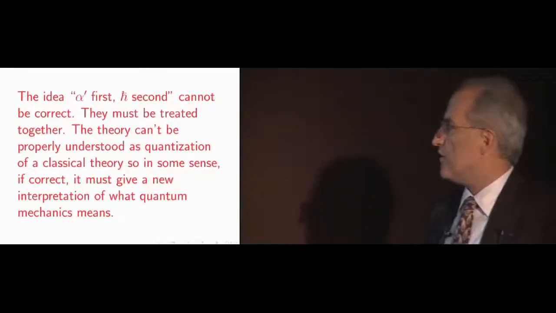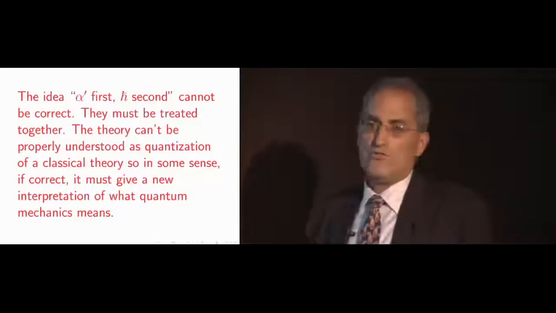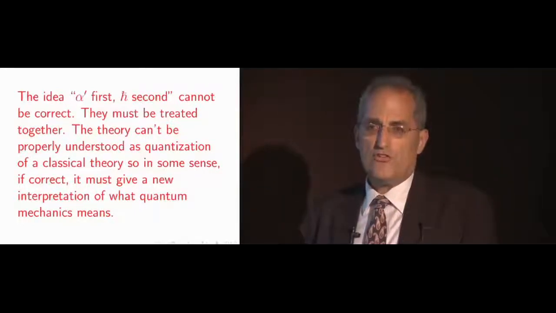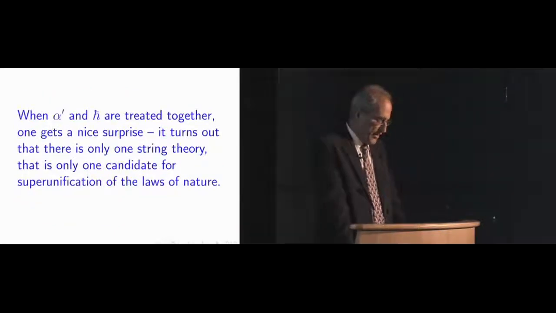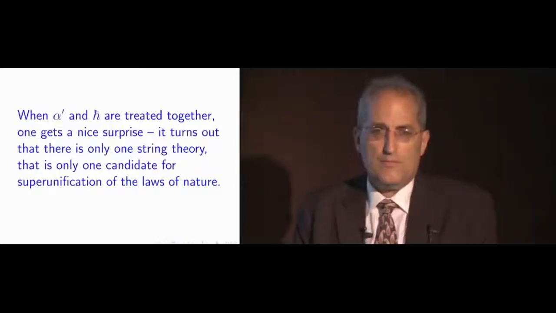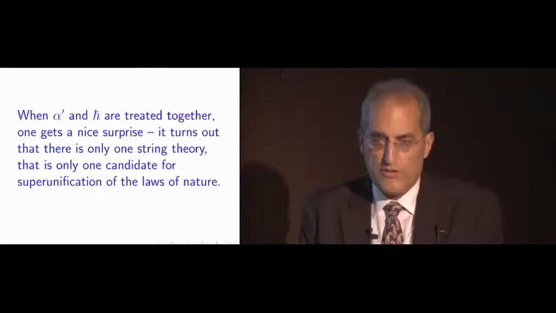That means that in some sense, we're not just quantizing a classical theory. In some sense, if the theory is correct, it must give a new interpretation of what quantum mechanics means. When we do treat alpha prime and h-bar together, we get a nice surprise. Instead of the 5 string theories of the 80s, it turns out that there's only one string theory, that is, only one candidate for superunification of the laws of nature.